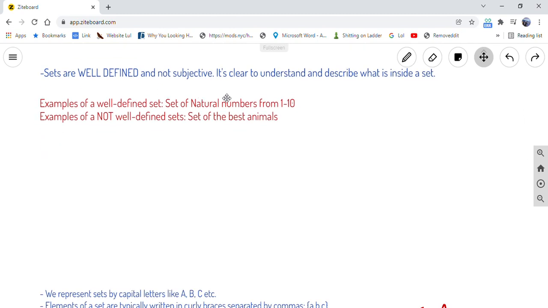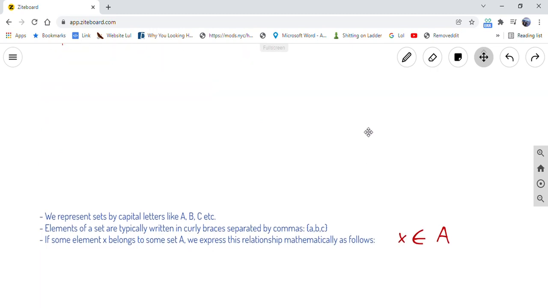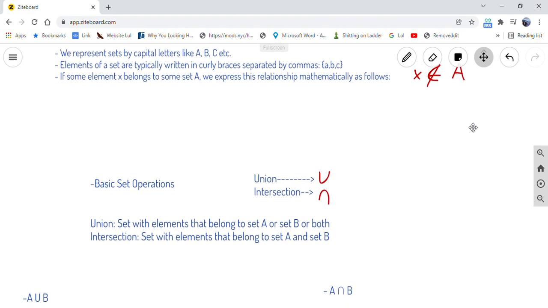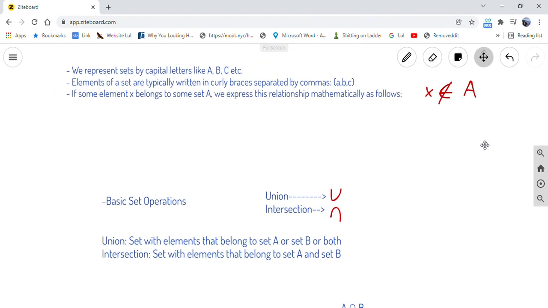So a set is a collection, but not all collections are sets. Right? And so, keeping with the representations, the mathematical symbols, we simply draw a line through the belongs-to symbol to represent the relationship x does not belong to A. And then there are some basic set operations, right?